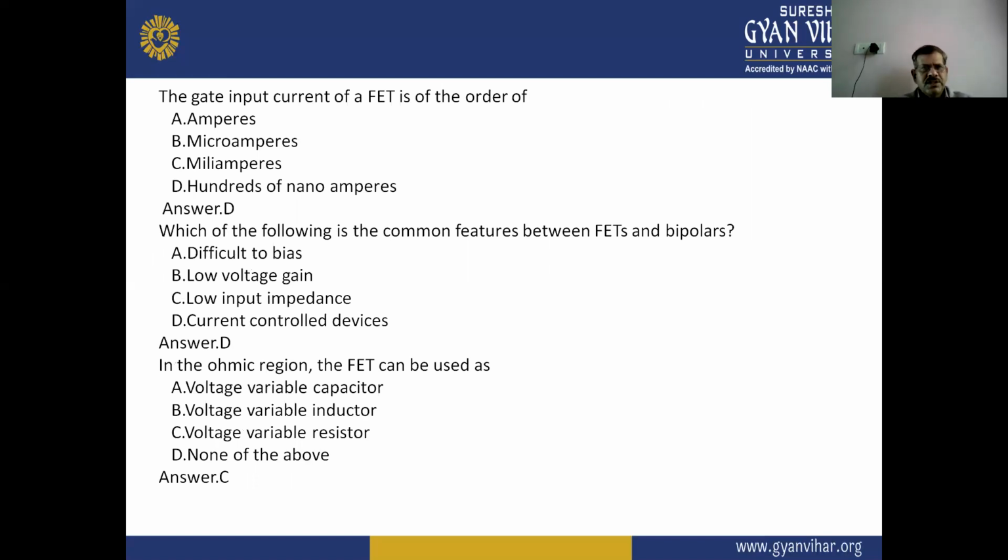The next question, the gate input current of a FET is of the order of option A, amperes, option B, microamperes, option C, milliamperes, option D, hundreds of nanoamperes. The gate input current of a FET is of the order of hundreds of nanoamperes. So this is a very minor current. The correct answer is option D.